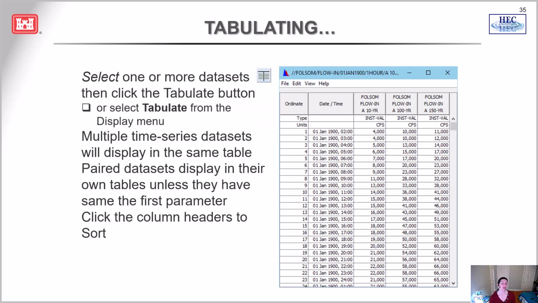If you select one or more data sets and you click the Tabulate button, what it will come up with is an image very similar to this. What that's going to do is show you the numerical tabulated version of the date, time, and then your data. So you can tabulate multiple time series data sets, and they are all going to display in their own tables, unless they all have the same parameter.